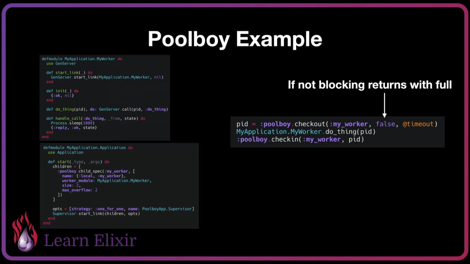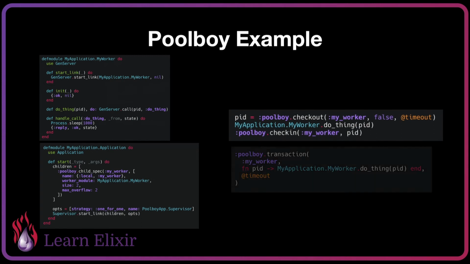Now this is great, however there's another way we can do this without relying on our poolboy.checkin that's a tiny bit more fault tolerant. We can use our poolboy.transaction function to take in the name again, and then take in a function which takes out a PID and has a timeout. In this case, we have our PID being passed into the function, and then that can be passed into the doThing. And so we simplified our steps here by using a function as opposed to having to manually work with the PID and check in and out. In this case, Poolboy checks out and checks in automatically.